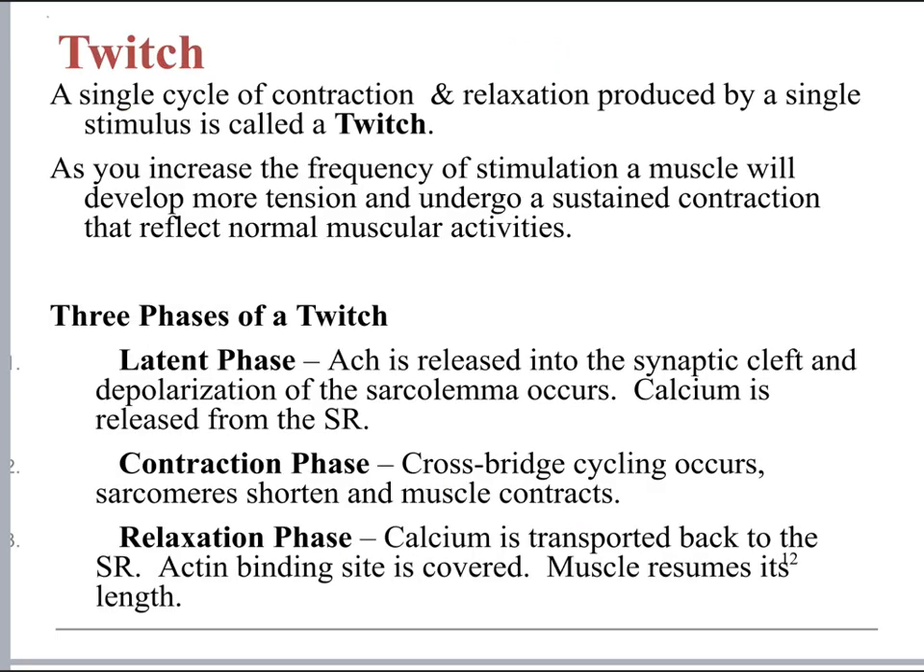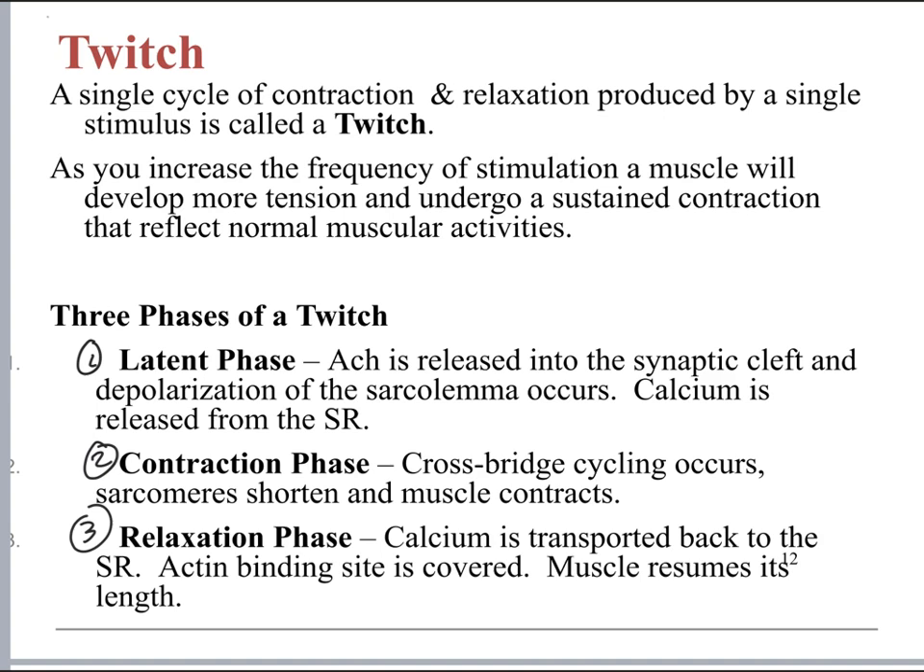The next part of the contraction is to look at a single cycle of that contraction. A single cycle of contraction and relaxation produced by a stimulus is called a twitch. As you increase the frequency of stimulation, a muscle will develop more tension and undergo sustained contraction that reflects normal muscular activities. Now, there are three phases of a twitch: a latent phase, a contraction phase, and a relaxation phase. The names help explain what they do.